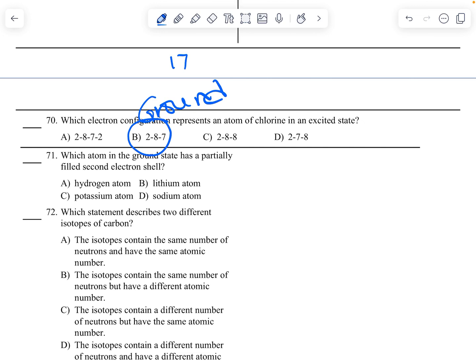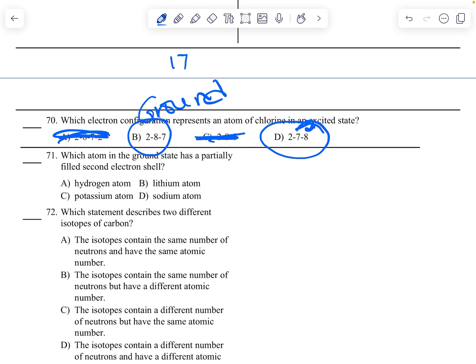So in part A, we have more electrons. That's not correct. In part C, we also have more electrons. But in part D, we had 1 electron from the second shell jump to the third shell. So that is why that is our answer. It's still 17 electrons. They're just shifted.